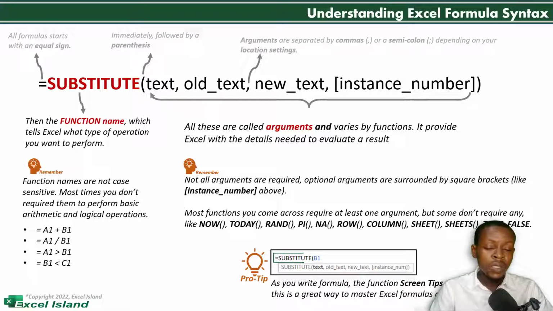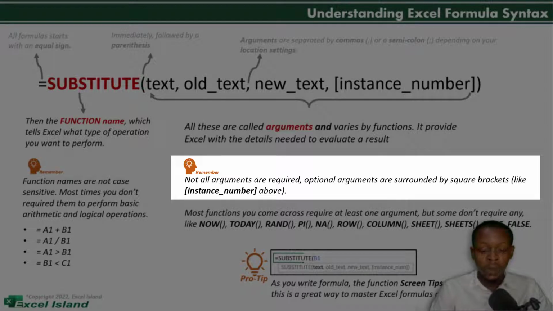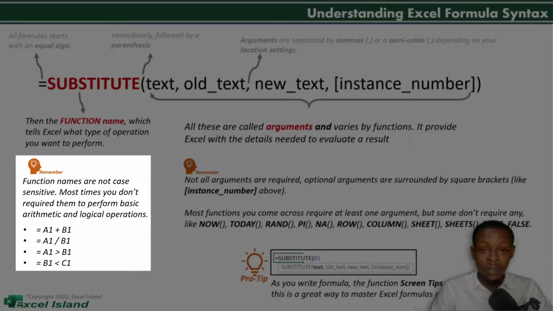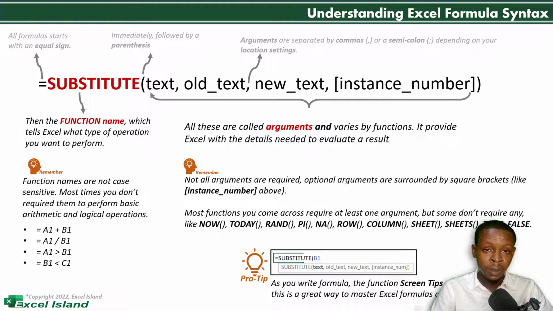Remember, not all arguments are required. Optional arguments are surrounded by square brackets, like the instant number above. Also note that most functions you come across require at least one argument, but sometimes don't require any at all, like NOW, TODAY, RAND, ROW, COLUMN, and so on. Remember that function names are not case sensitive. You can start writing a function with a capital letter or a small letter.